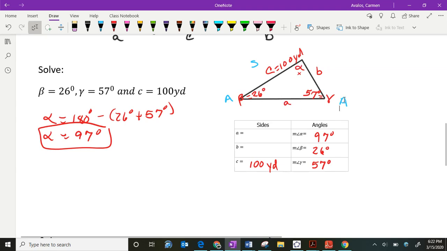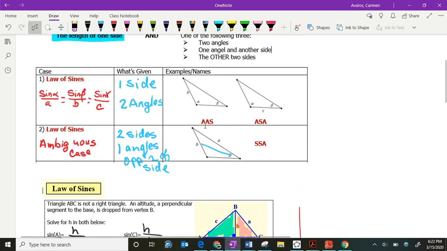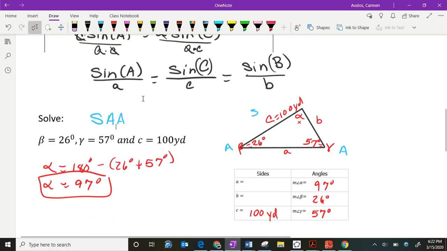I could skip this one side. So it's angle, angle, side. You could also say it's side, angle, angle. Either way, it's going to be there. So I know that I'm going to have side, angle, angle, or angle, angle, side. It doesn't really matter there. And so I know that that one there, if I look at this, that's this case right there. And so I'm going to use the law of sines.